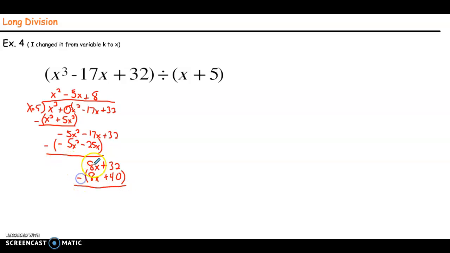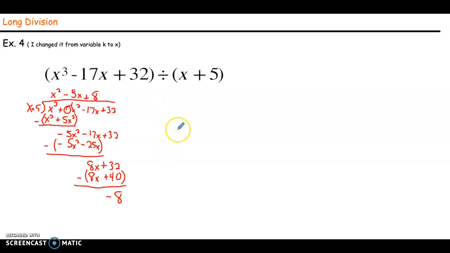And we are subtracting. 8x minus 8x is 0. 32 minus 40 is a negative 8. This is our remainder. Okay, it is a degree 0 remainder. This is a degree 1 divisor, so our remainder has a smaller degree than what we're dividing by. That means we're done. Okay, so now, what's our answer?